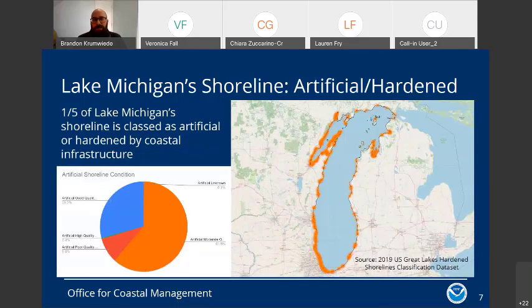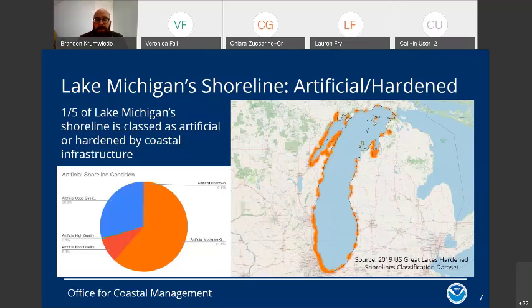So as I go through these, it's really easy to summarize this and think about it as fifths. Right now, based off of the analysis we ran, 1/5 of Lake Michigan shoreline is classified as artificial or hardened. And again, this is coastal infrastructure such as jetties, breakwalls, protected shorelines, armored shorelines, and so forth.